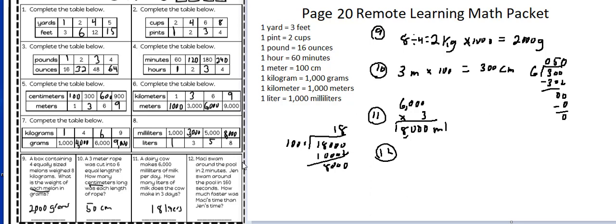Macy, number 12. Let's look at this one. Macy swam around the pool in 2 minutes. Jen swam around the pool in 160 seconds. How much faster was Macy's time than Jen's? Well, we want to get these both into the same units.